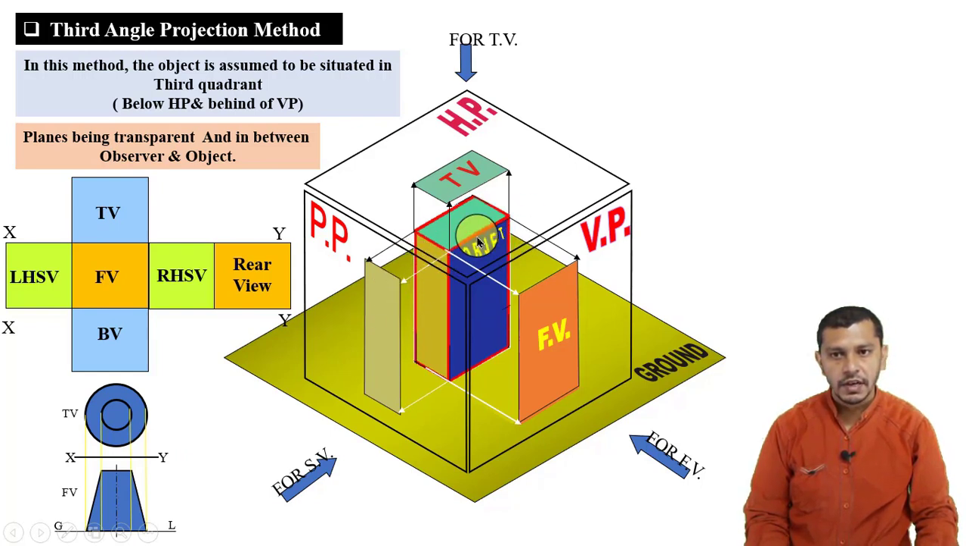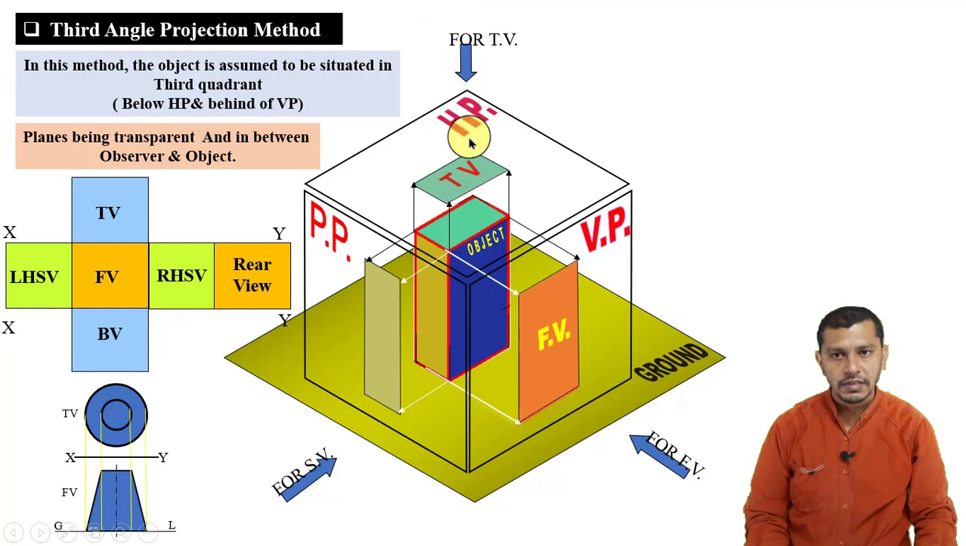So right now you can see that the object is in the third quadrant. That means it is behind of VP and below the HP. And for the front view we have taken the observer over here. So an object is here. So you can see that the plane is in between observer and the object.